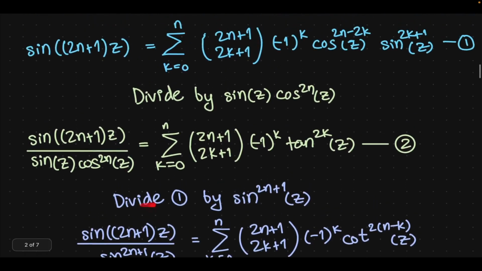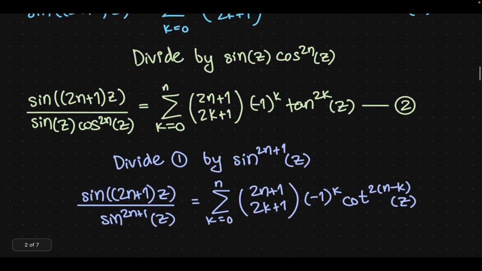Let's divide equation 1 by sine to the 2n+1 of z. When we do that, we have sine of (2n+1)z divided by sine to the 2n+1 of z equals the sum from k equals 0 to n of (2n+1 choose 2k+1), (-1)^k, cotangent to the 2(n-k) of z.